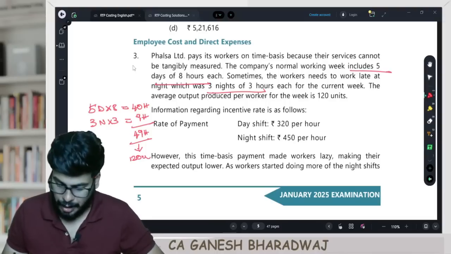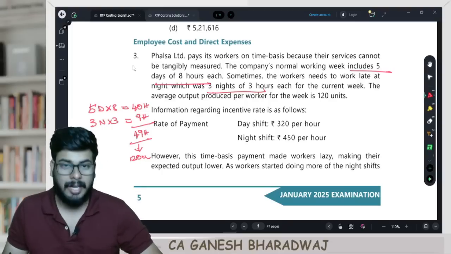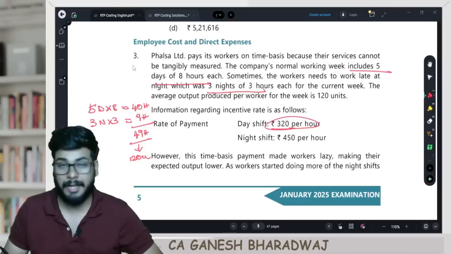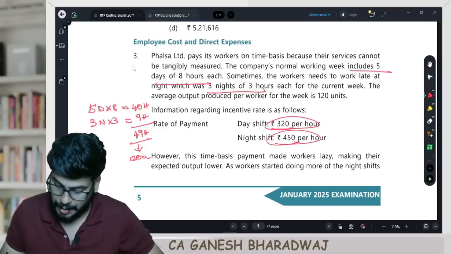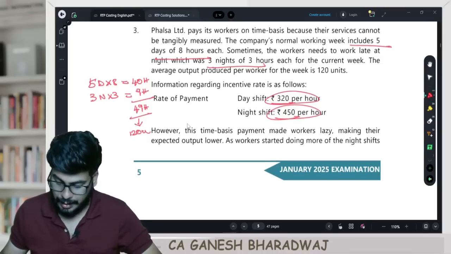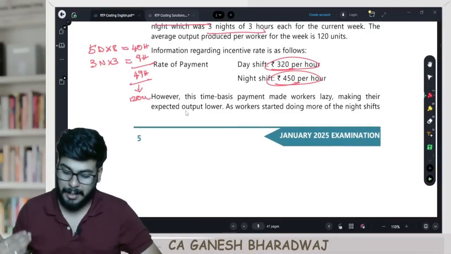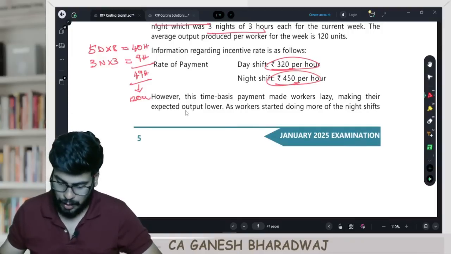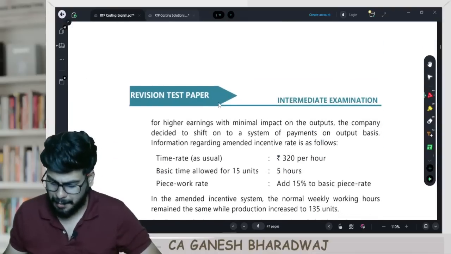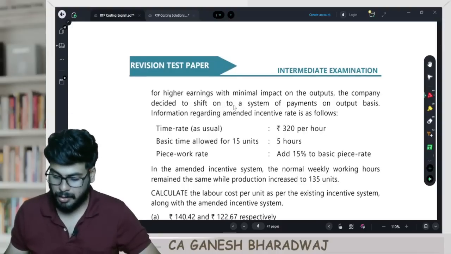Now, information regarding the incentive rate is given as follows. So currently what the company is doing, for every hour in the day shift, they are paying at the rate of 320, and for the night shift, they are paying at the rate of 450 per hour. However, this time basis payment made workers lazy, making their expected output lower. As workers started doing more of night shifts for higher earnings with minimal impact on the outputs, the company decided to shift on to a system of payments on output basis.